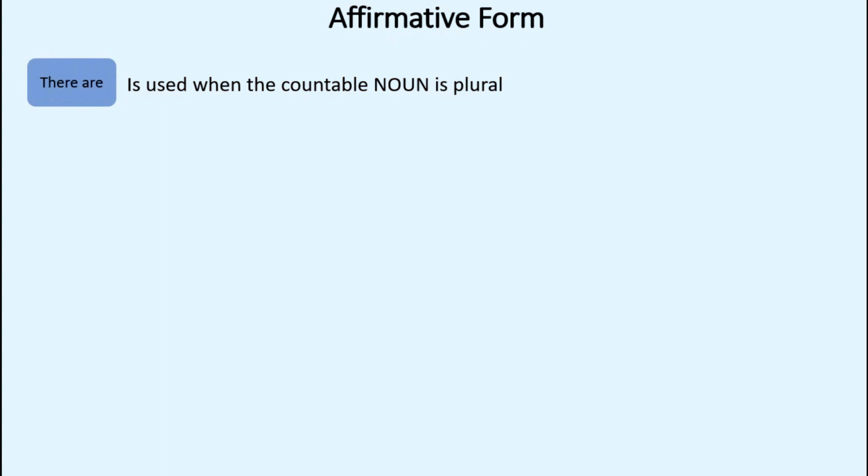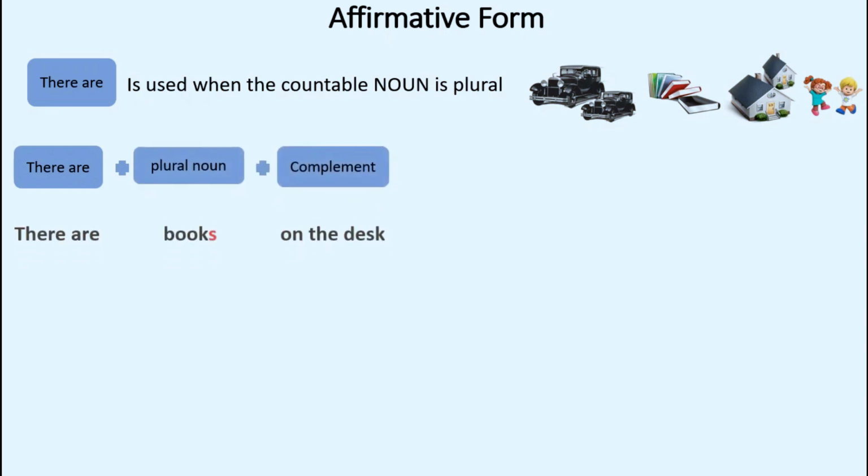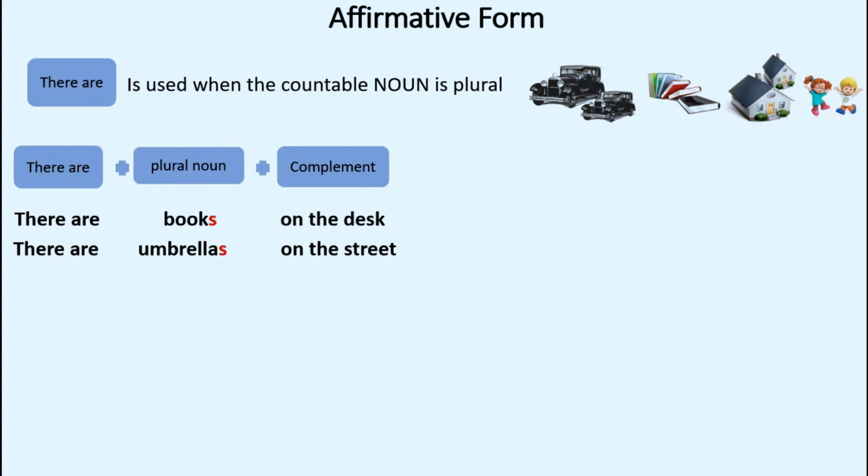Regarding the affirmative form or positive form for there are, we normally use there are when the countable noun is plural. For example, cars, books, houses, people or persons or boys, children. There are plus the plural noun plus complement. For example, there are books on the desk. There are umbrellas on the street.